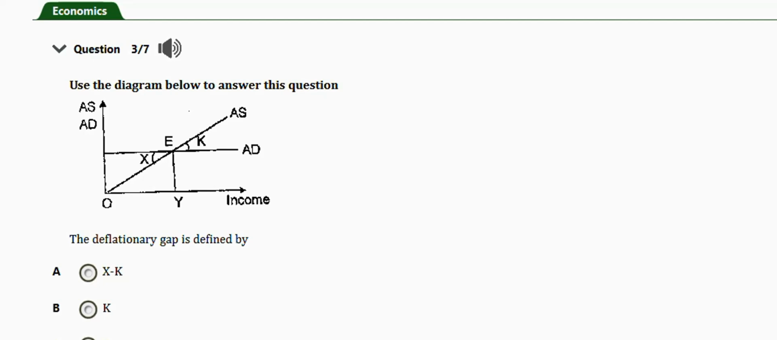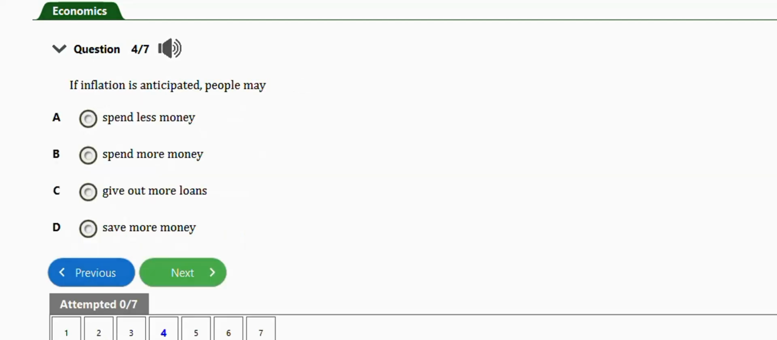Okay, next question is this one. It says if inflation is anticipated, people may spend less money, spend more money, give out more loans, save more money. The right answer is option B, spend more money. Very important. The next question is this one.